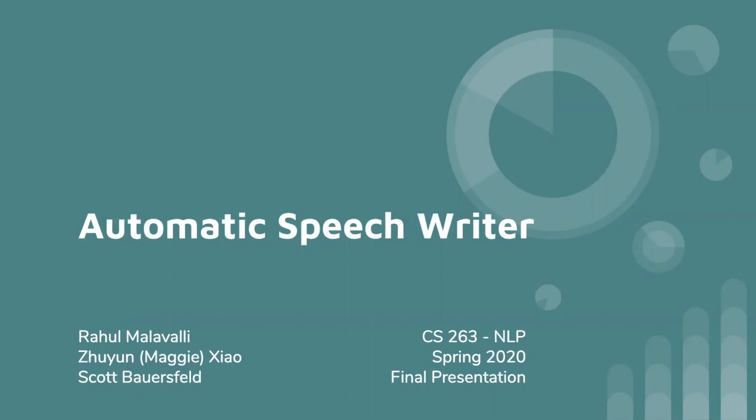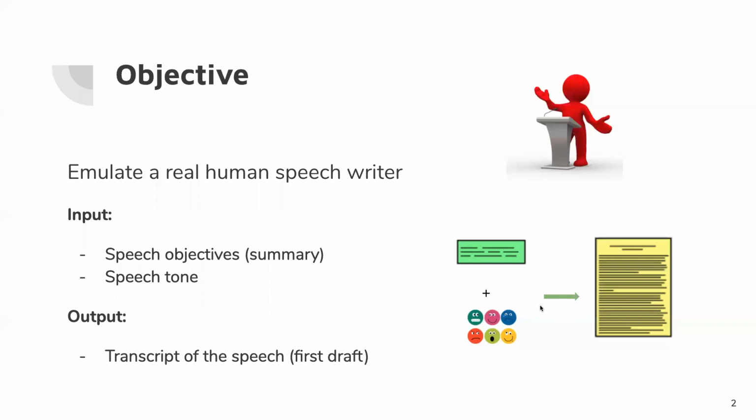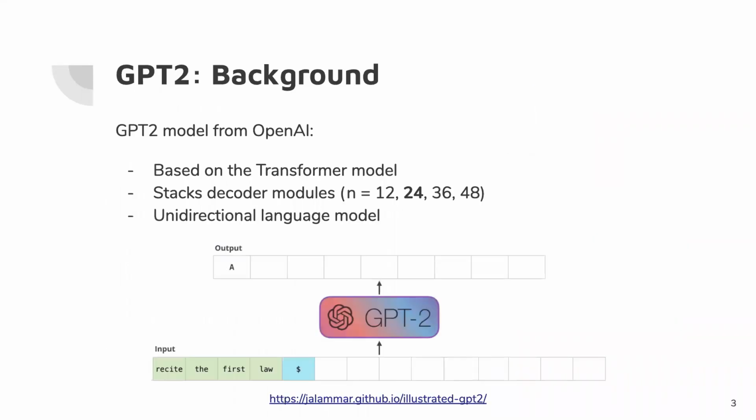For our NLP project this quarter, we've decided to create an automatic speechwriter. By that, we mean that we want to emulate a real human speechwriter. For example, a public figure could provide a set of desired objectives for a speech, along with the emotion they wish to convey, and their speechwriter could write a first draft of a transcript for them to review and possibly use.